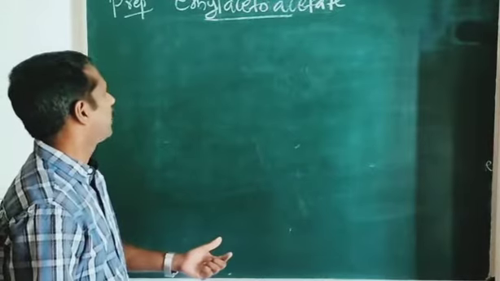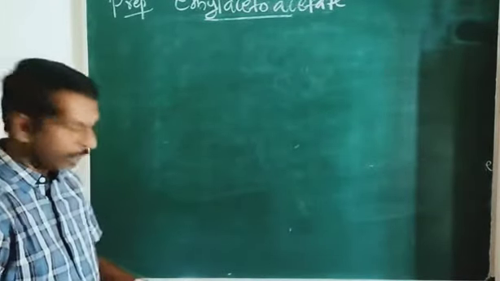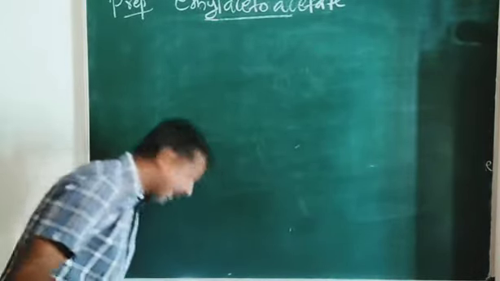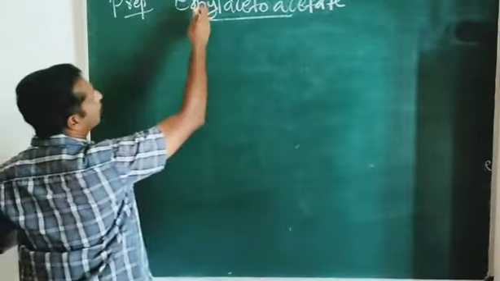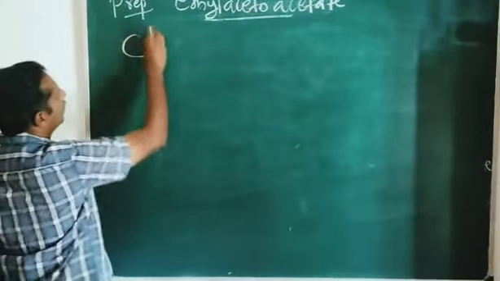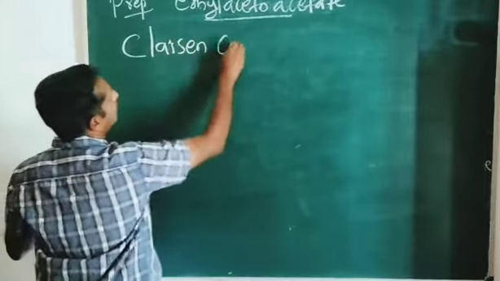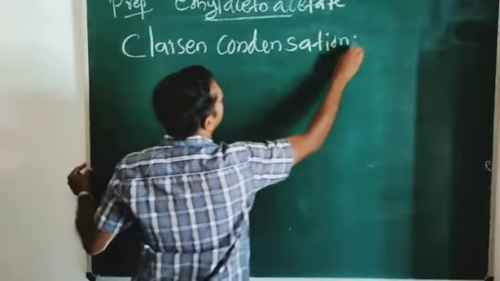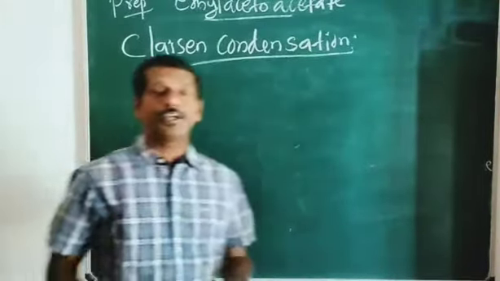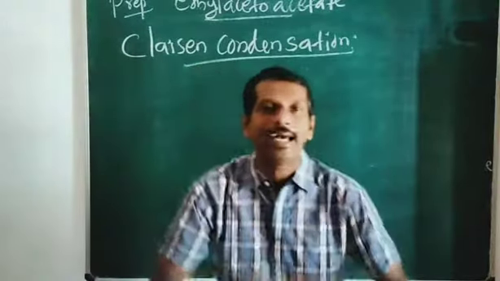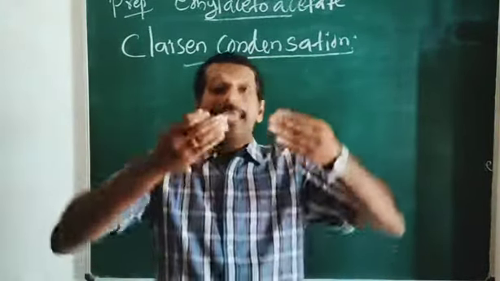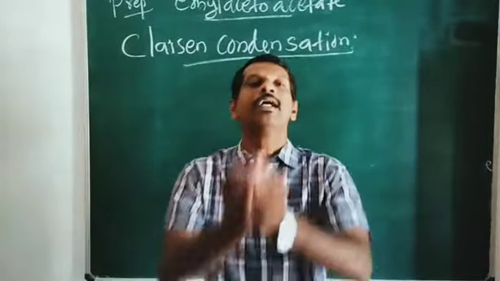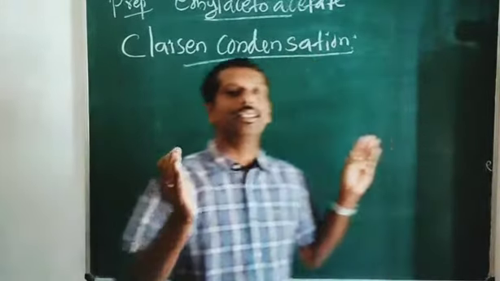The preparation method is known as Claisen condensation, a very important reaction. What do you mean by Claisen condensation? Claisen condensation is a self-condensation of ethyl acetate in the presence of alcoholic sodium ethoxide, followed by hydrolysis, and we get ethyl acetoacetate.